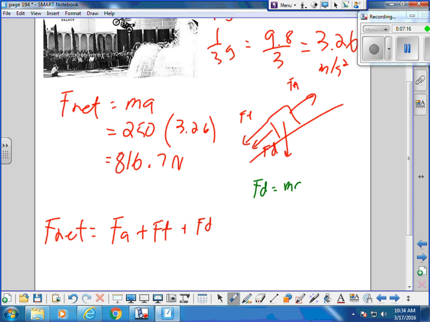FD is equal to mg sine theta, 250. Now, do I use 9.8 for my g, or do I use the 3.26? Still 9.8. Oh yeah, yeah. Just testing you. What's my angle? 30.